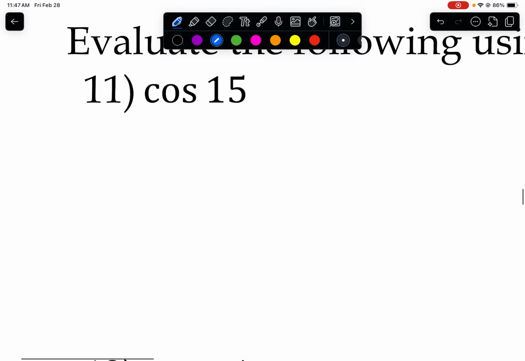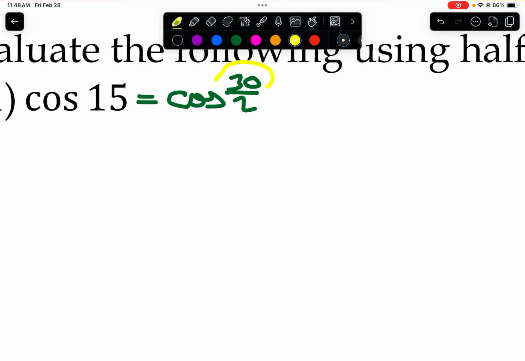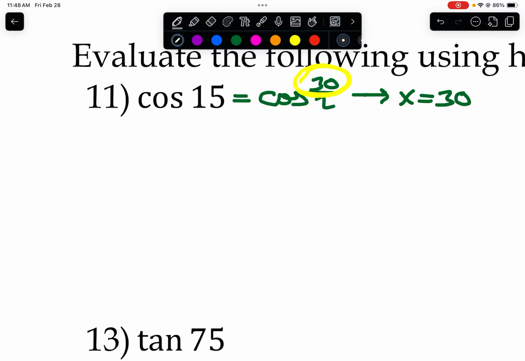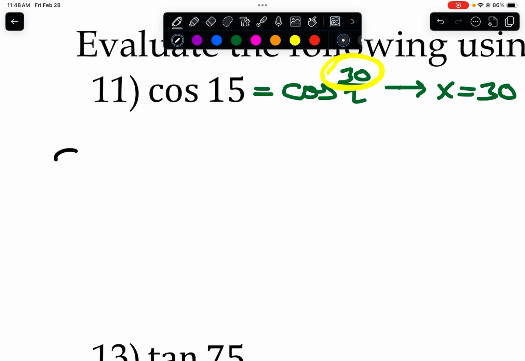So first off, I have cosine of 15 degrees. So I know that this is the same as writing cosine of 30 divided by 2, which means my angle in question that I'm going to reference is going to be 30 degrees. So over here, I'm actually going to use an angle of 30 degrees when I plug into my half-angle identity. So for cosine, for the half angle, I want to evaluate 30 degrees divided by 2. I want to do the half angle.